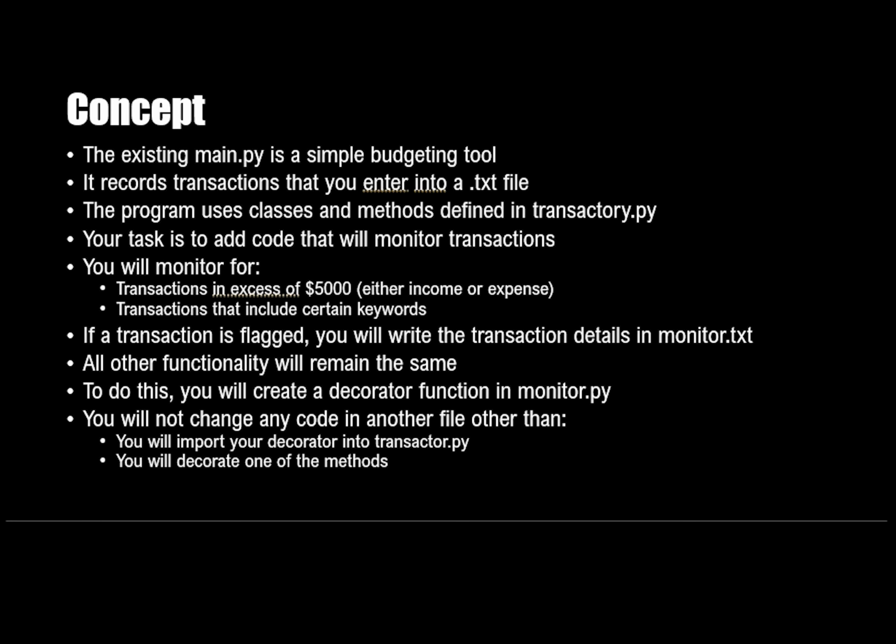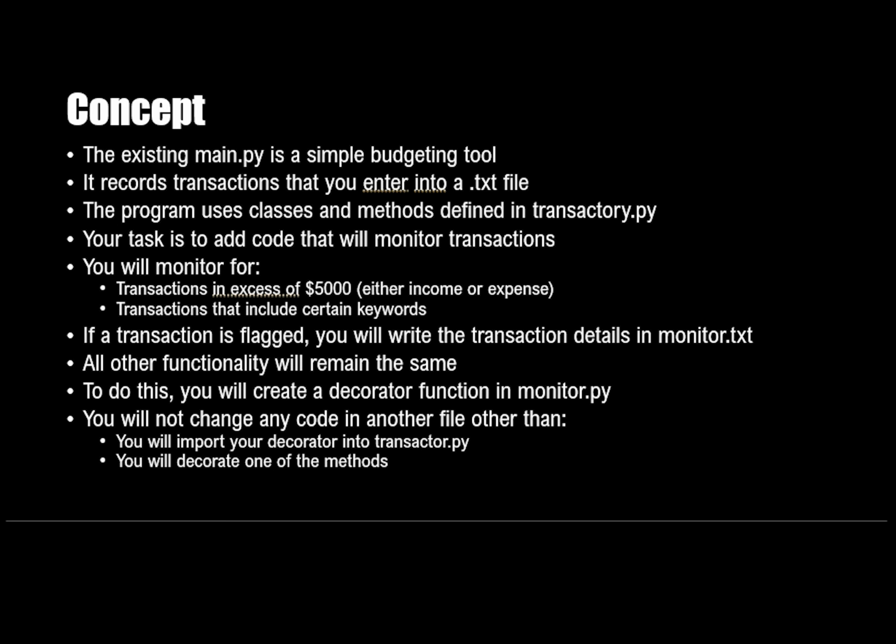So here's the general outline of the project. You are given a number of files, and the files are in a zip file, which is included in the description below. So go ahead and download that and unzip that folder onto your drive. Make sure you keep all the files in the same directory. There is a file in there called main.py, and it's a simple budgeting tool. What it does is it allows you to enter transactions like purchase transactions or income transactions, record the amount, a description, and the type, and it saves it into a text file.